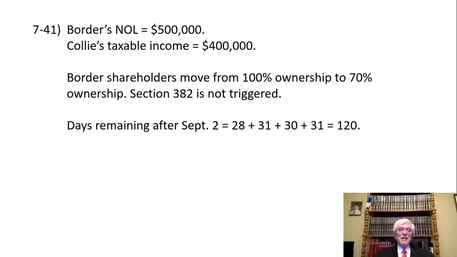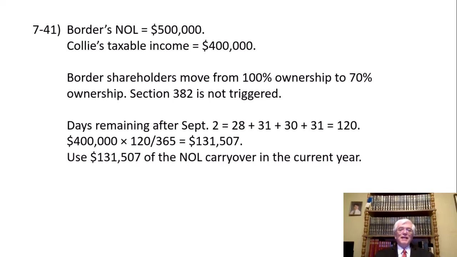Days remaining after September 2nd: 28 for September, 31 for October, 30 in November, 31 for December. That's 120 days. 400,000 times 120 over 365. Why they very carefully said September 2nd, I don't know, because that doesn't come out at all even. It's 131,507. So you can use 131,507 of the NOL carryover in the current year.